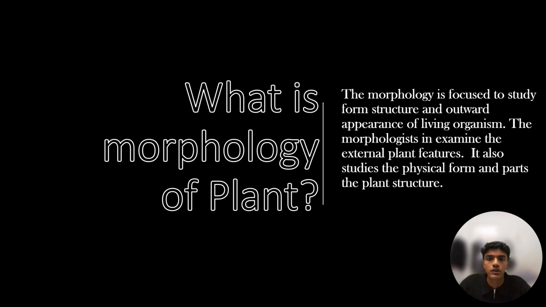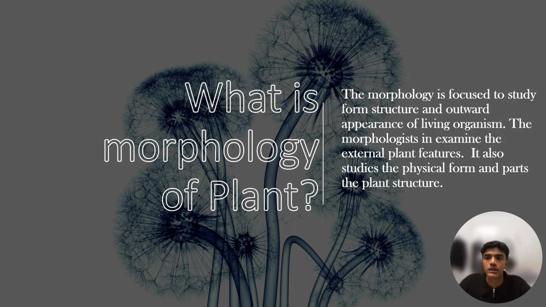What is the morphology of plants? Morphology is the study of the structure and outward appearance of living organisms. Morphology examines the external plant features. It also studies the physical form and the parts of the plant structure. To make it more simple, morphology is the outside part of the plants. In morphology, we have four main parts, such as flower, stem, roots, and also leaf.